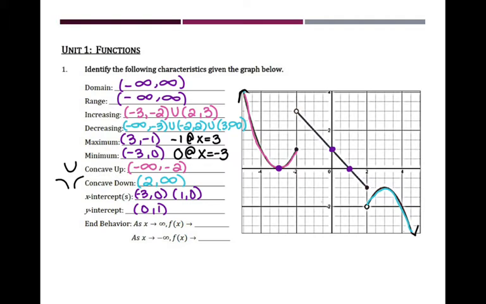And for the end behavior, you just need to see what's happening at your ends. So as x approaches positive infinity is to the right, negative infinity is to the left. So as x approaches positive infinity, I can see that this end is going down towards negative infinity. And as x approaches negative infinity, I can see that this end is going up towards positive infinity. So there is your end behavior.